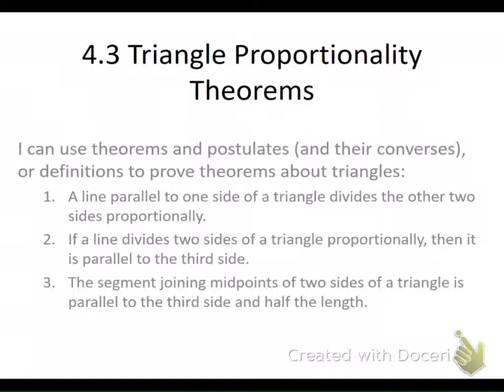Proportionality theorems. So I can use theorems and postulates and their converses or definitions to prove theorems about triangles. A line parallel to one side of a triangle divides the other two sides proportionally. If a line divides two sides of a triangle proportionally, then it is parallel to the third side. And the segment joining midpoints of two sides of a triangle is parallel to the third side and half the length. We will talk about each one of these individually today.